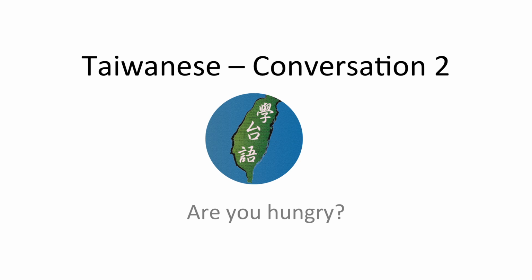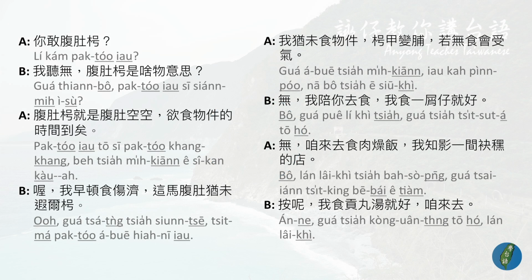This one's called Are You Hungry? And we have a conversation between two people who are deciding where to go eat lunch or dinner, whatever. Okay, so same thing as last time. I'm going to read through slowly at first, and then I'll go through each sentence by sentence. And remember that the original tones are underlined, so all the other words follow the tone change rules. And then at the end, I'm going to read through with a native speaker at normal speed so you can hear what it sounds like. Okay, here we go.